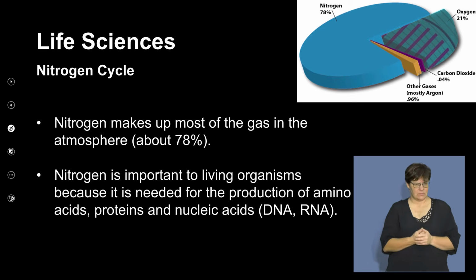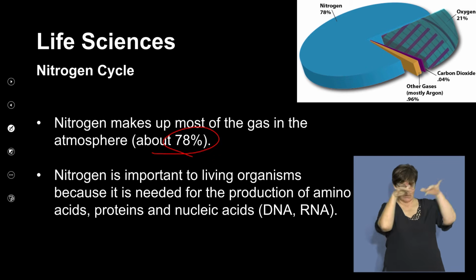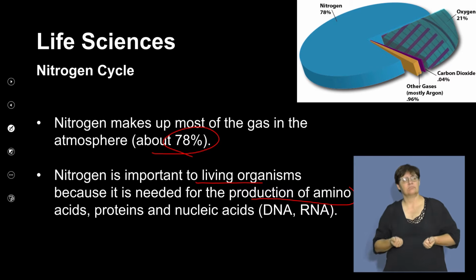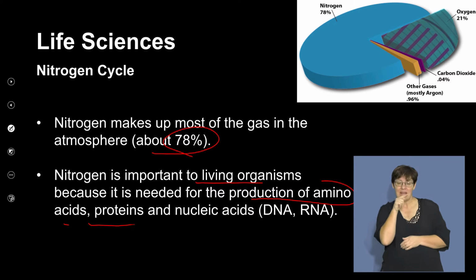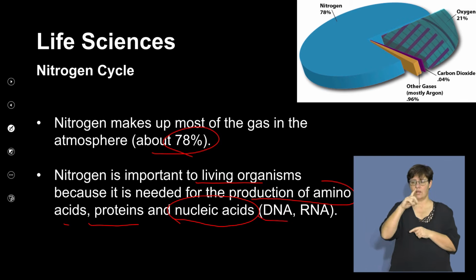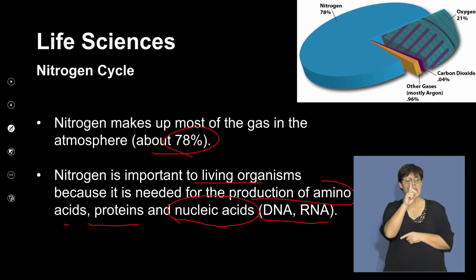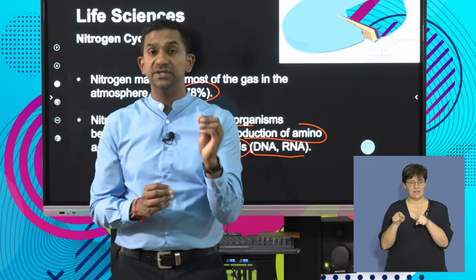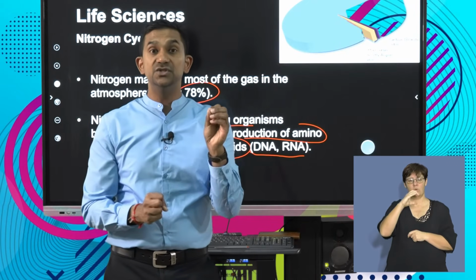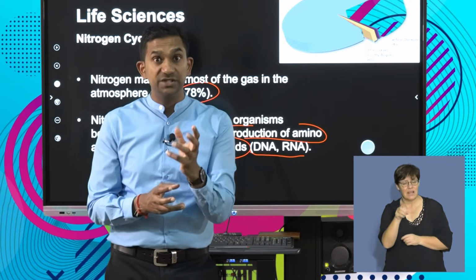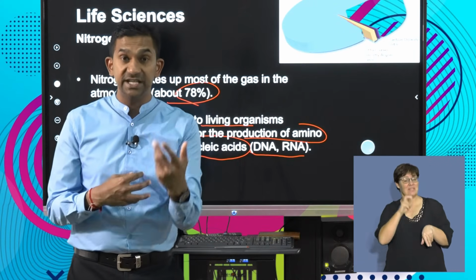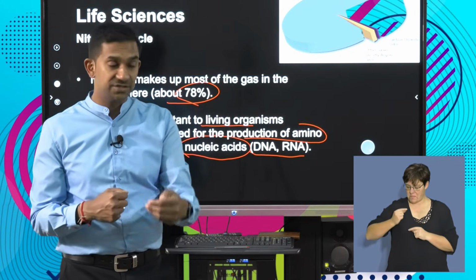So nitrogen makes up, as I mentioned, 78% of the atmosphere. Nitrogen is important to living organisms because it is needed for the production of amino acids, which are the building blocks of proteins, as well as the production of nucleic acids. And in nucleic acids, we're going to refer to DNA and RNA, which are basically the nucleic acids found in the nucleus. DNA and RNA have building blocks called nucleotides, and these nucleotides are made up of nitrogen-containing compounds. So again, a very important component that is required for genetic information to be passed from one generation to the next.